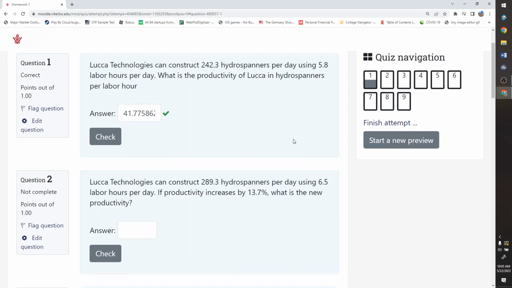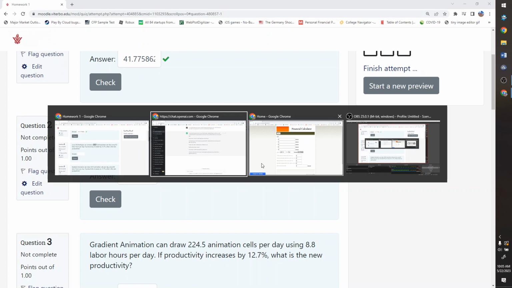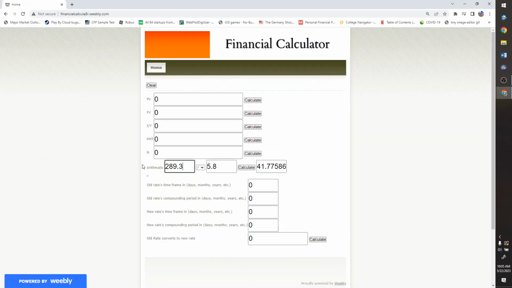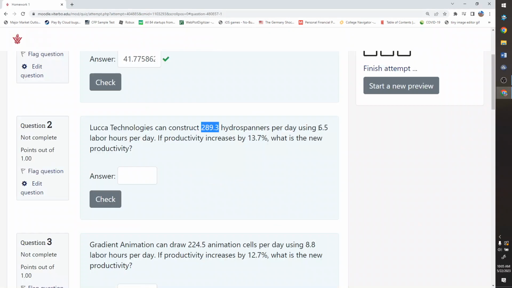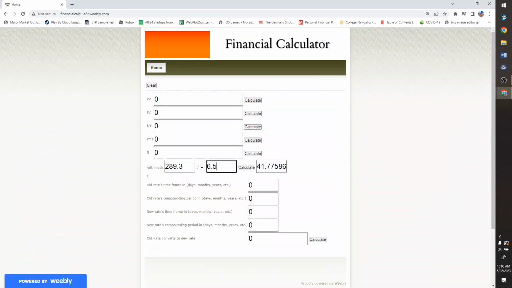It's really straightforward. Now we start thinking about changes. So this is asking about a productivity increase. Productivity going up by 13.7. So that means we need to calculate this productivity. So we'll calculate it the same way. 289.3, and then 6.5 labor hours. We'll get a new, right? So now I have our new productivity, 44.5.